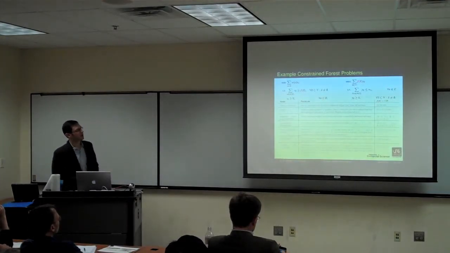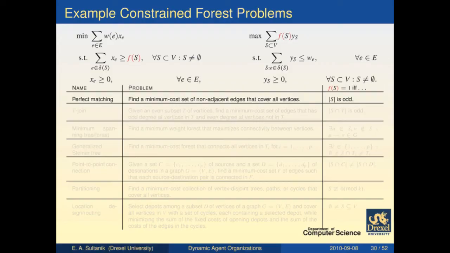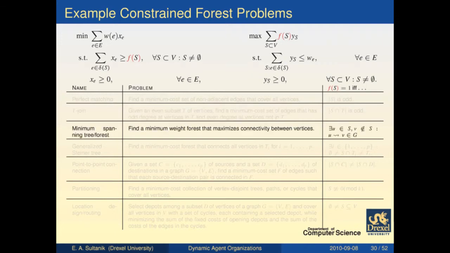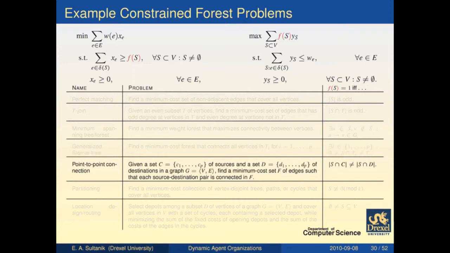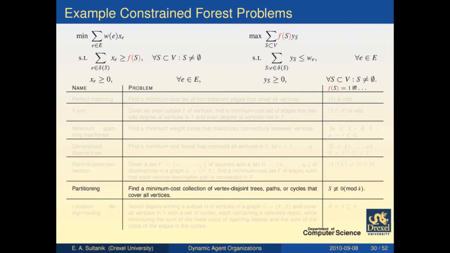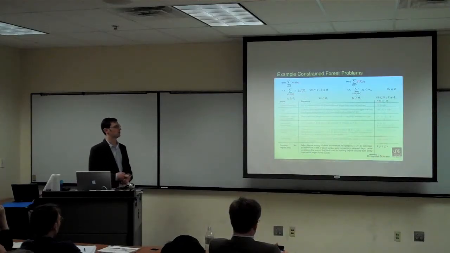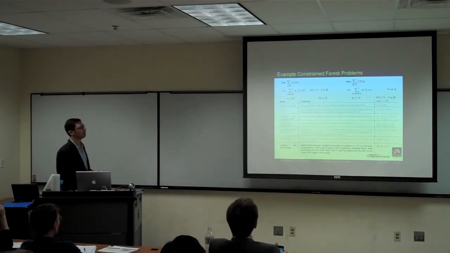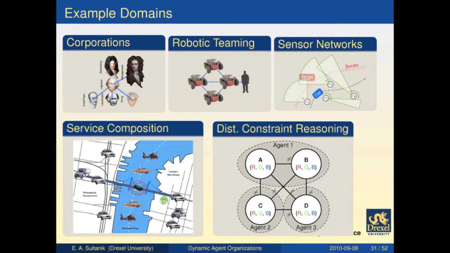So to give you some examples of what types of problems can be encoded using proper functions, we can encode the perfect matching, the minimum perfect matching problem. This is the goal test function for that. T-join, minimum spanning tree. Of course, we know Steiner tree. The point-to-point connection problem, partitioning, location design, and vehicle routing, and so on. Even the traveling salesman problem. There's a large family of problems that also correspond to some real-world domains.